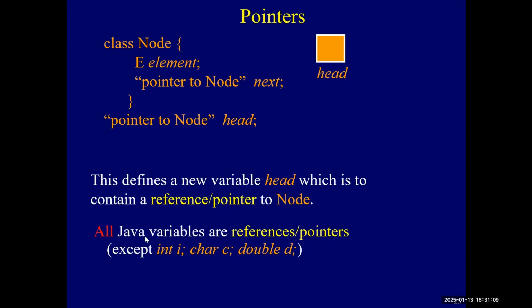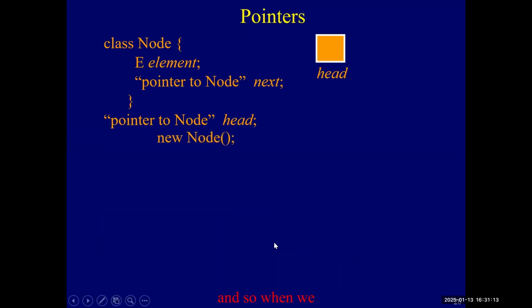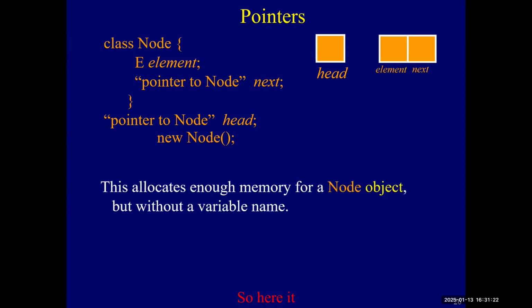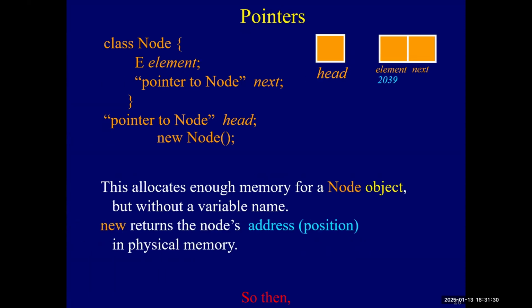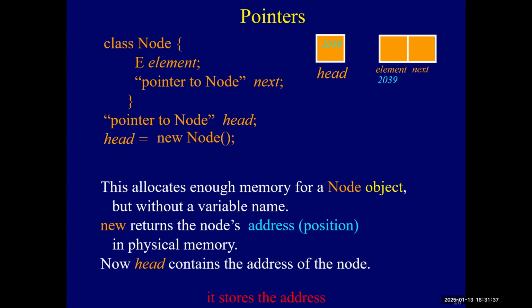So these guys are actual objects, and so when we say new node, what does that do? It actually constructs a node, right? So here it constructs a node, it allocates enough memory for it, and it returns the address. So there's the address, and when we do this, it stores the address into what we're doing, right?